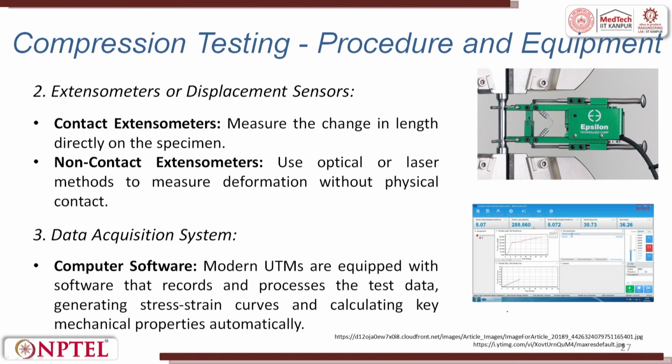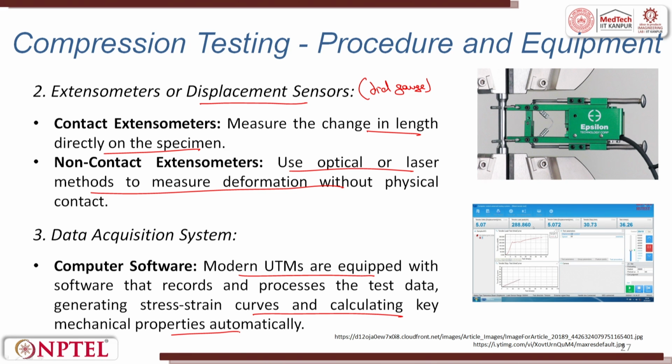Next comes the extensometer or displacement sensors. We can also use a dial gauge. Contact extensometers measure the change in length directly on the specimen. There could be non-contact extensometers, that is, they use optical or laser methods to measure deformation without physical contact. Then the data acquisition system, similar to the systems shown for the tensile test. Modern UTMs are equipped with software that records and calculates the curves and key mechanical properties automatically.